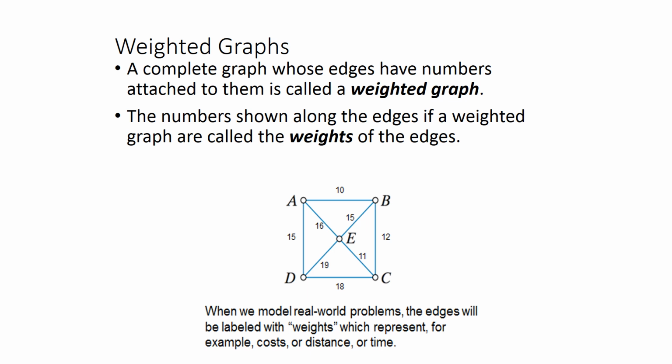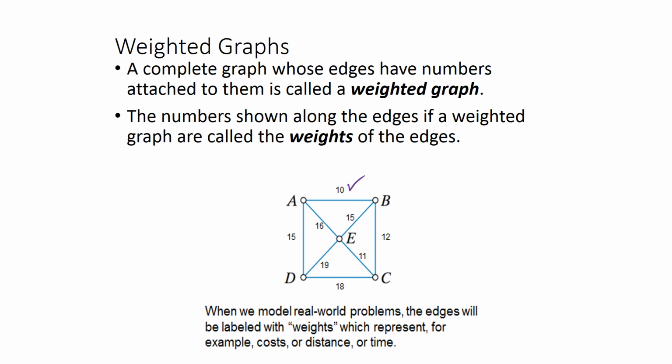So we are going to look at weighted graphs. The edges are now going to have weights on them. A complete graph whose edges have numbers attached to them is called a weighted graph, and actually it doesn't have to be a complete graph to be a weighted graph. You could have other weighted graphs. The numbers shown along the edges are called weights.